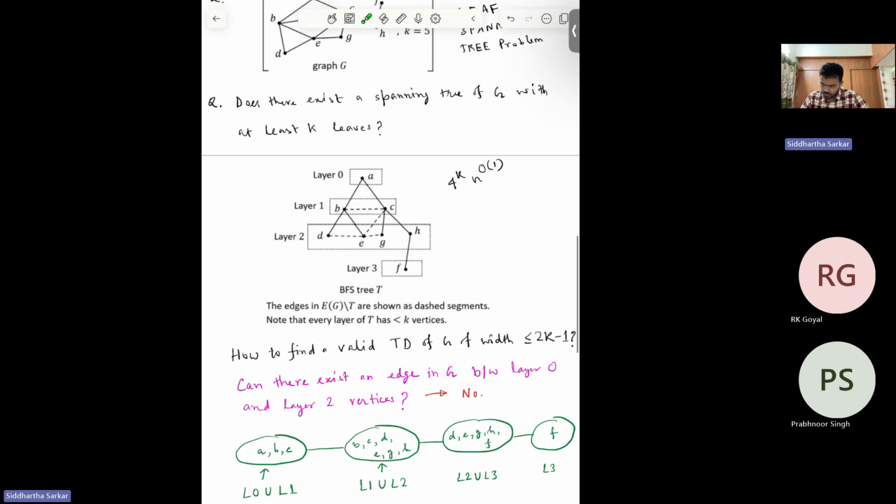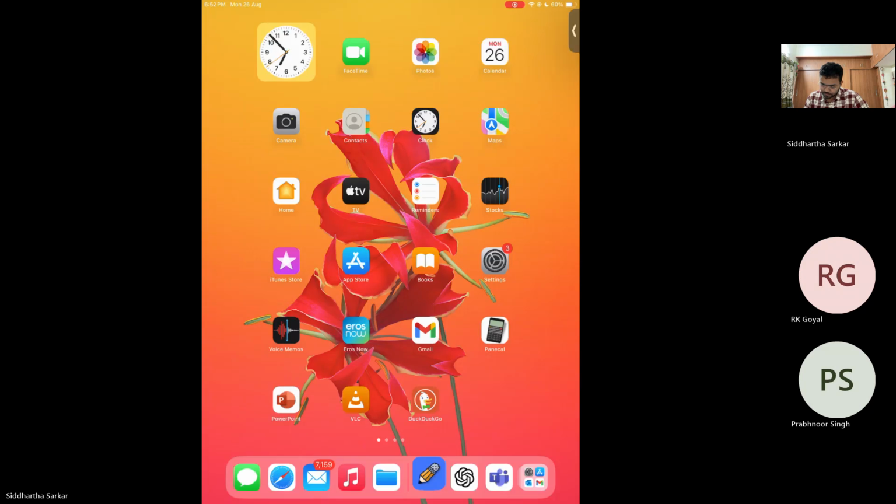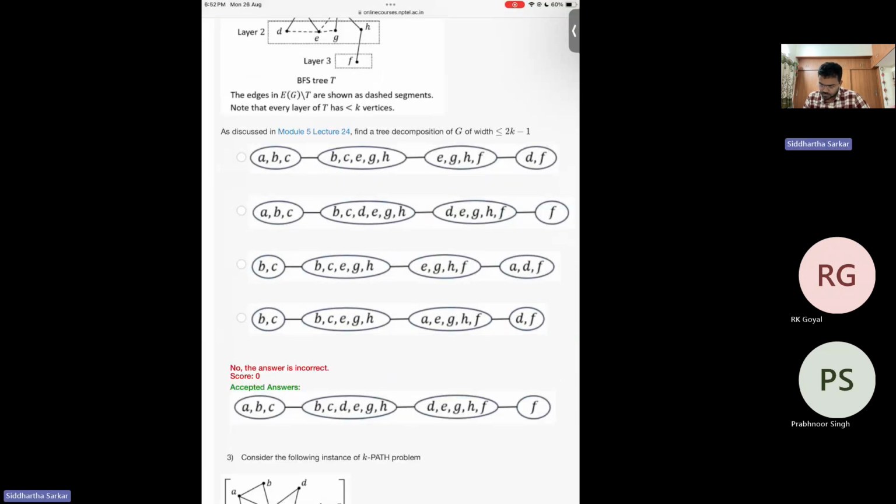So this is the final solution. One is ABC. This is connected to BCD EGH, and DEGHF, and F. Let's see what is the answer. ABC connected to BCD EGH, connected to DEGHF, connected to F. So this is matching with what we have computed.